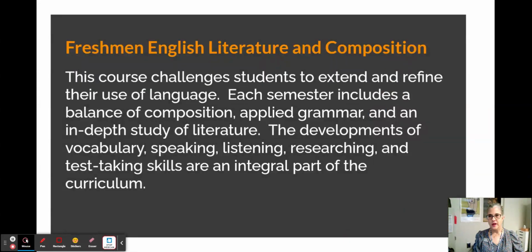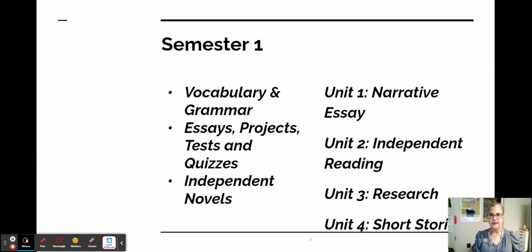Freshman English Literature and Composition challenges students to extend and refine their use of language. Each semester includes a balance of composition, applied grammar, and an in-depth study of literature. The developments of vocabulary, speaking, listening, researching, and test-taking skills are an integral part of the curriculum. This semester, we'll do vocabulary and grammar, essays, projects, tests, and quizzes, of course, and we'll read independent novels.